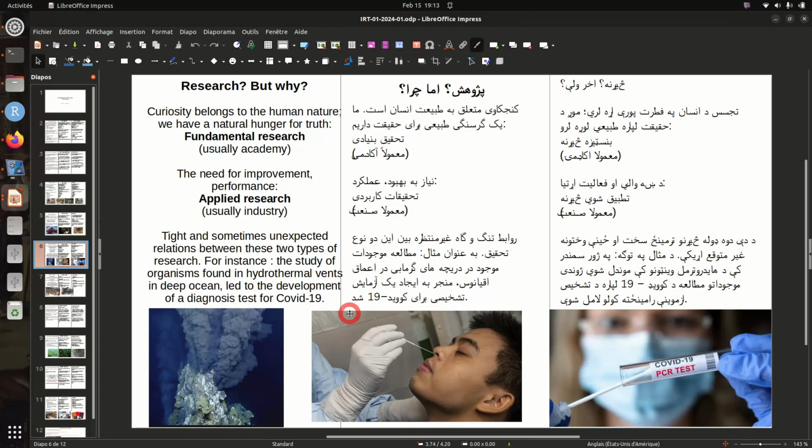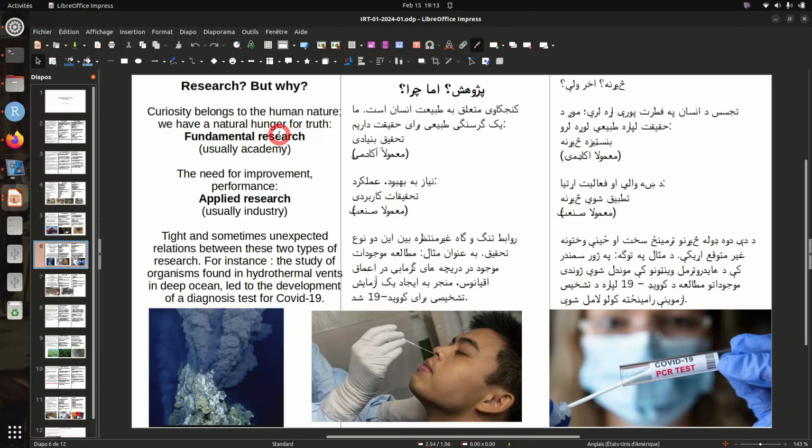So research is something related to a need, and more generally, it's related to the fundamental trait of humans to be curious. We are extremely noisy, extremely curious. We want to touch everything, we want to know everything, and beyond just the practical aspects of research, curiosity is one of the main drives. So we have this natural hunger for truth, and the consequence is fundamental research.